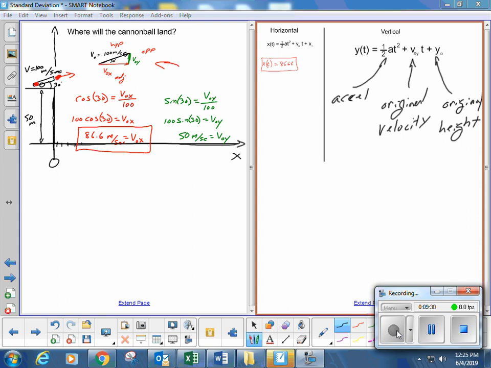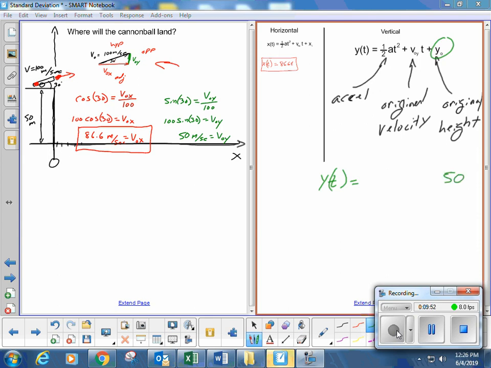When we launched this cannonball, well, let's go through all three pieces. I made this green, so make it green. So y as a function of time. Okay, I'm actually going to start with this piece here. That might be the easiest one to explain. When this thing first left the cannon, it was already 50 meters up in the air. So I'm putting the original height to be 50.